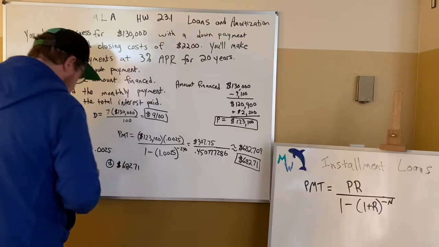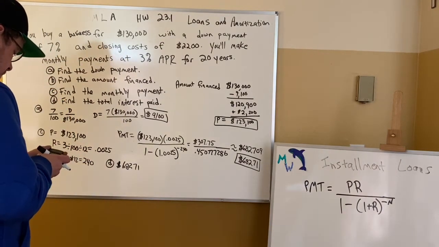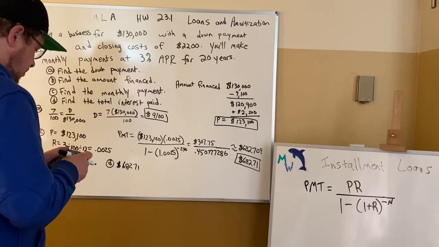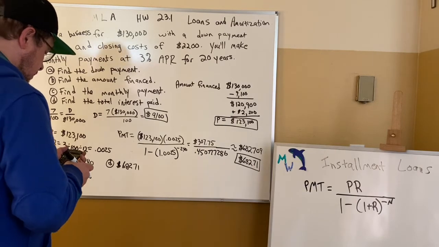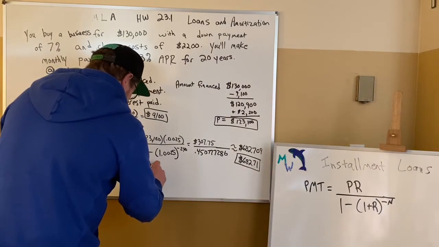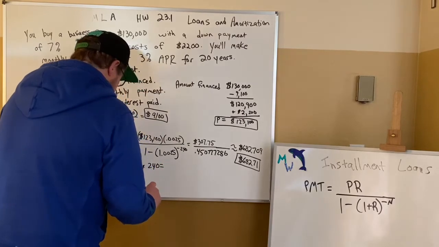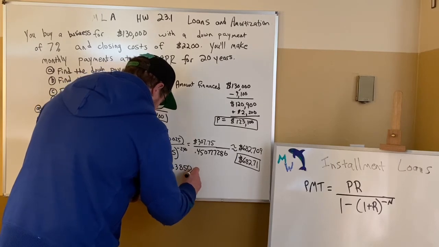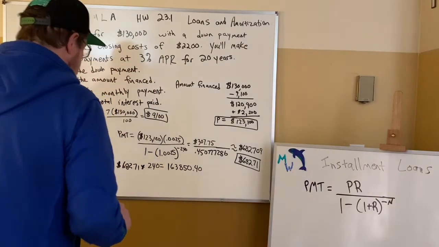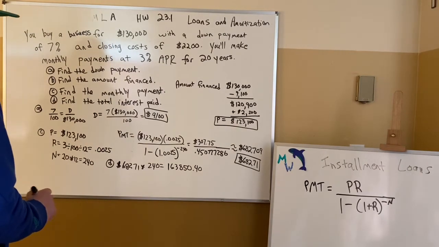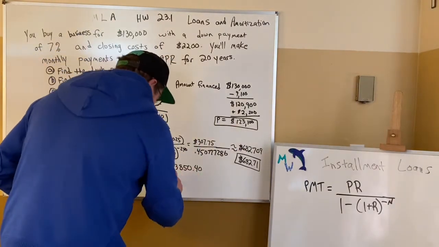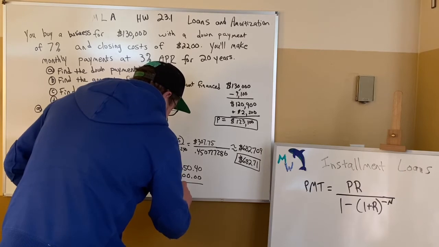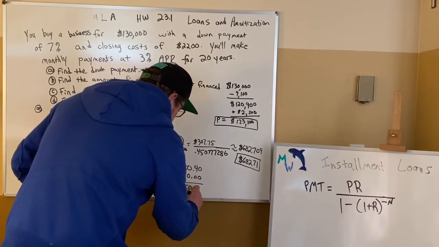$682.71 times 240 payments. So I get $163,850.40. And off that, I need to subtract what I originally borrowed, which was $123,100. That gives $40,750.40.